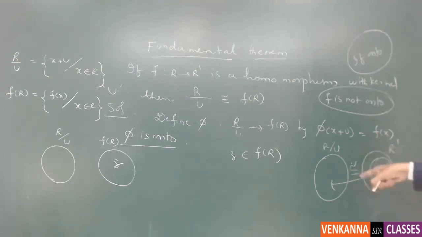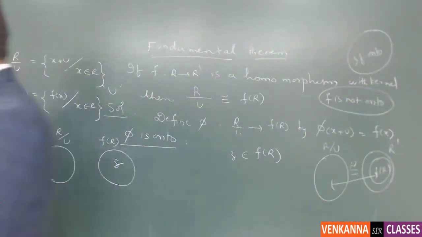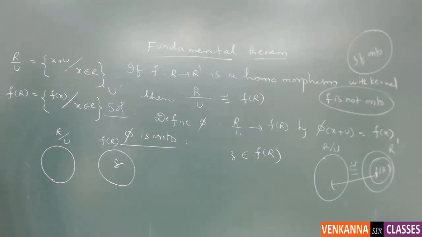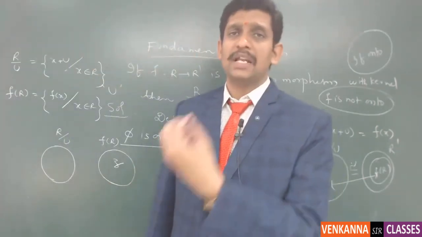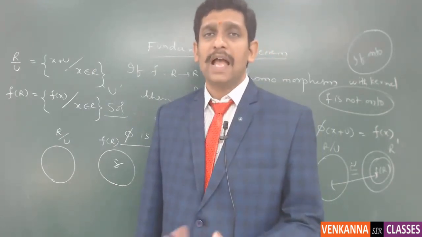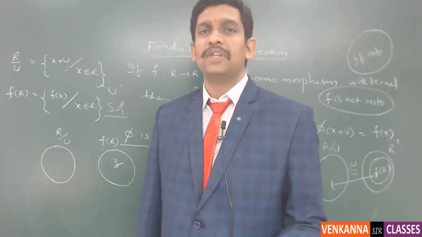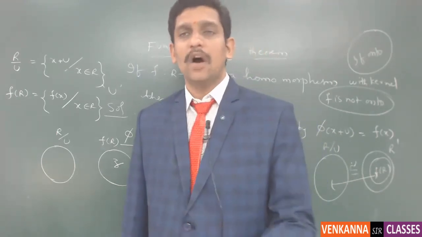Codomain, part of codomain is isomorphic to the domain. Okay. So here we are taking the statement that f is not onto. We simply considered f as a homomorphism between the rings R and R dash only. So we didn't take onto here.